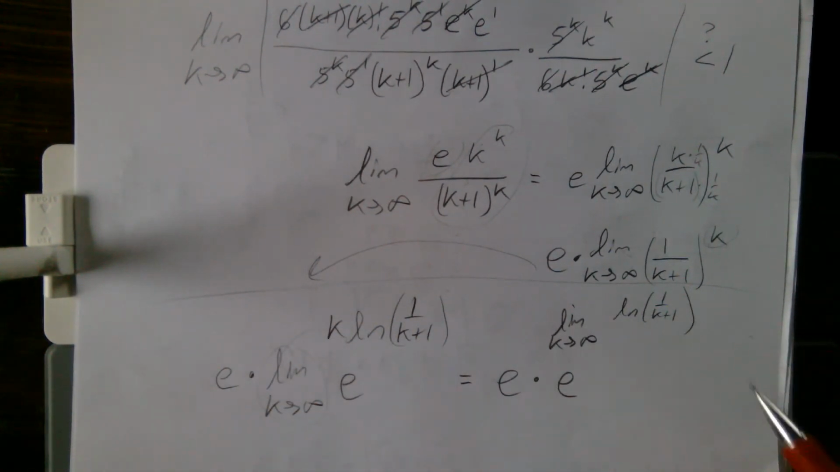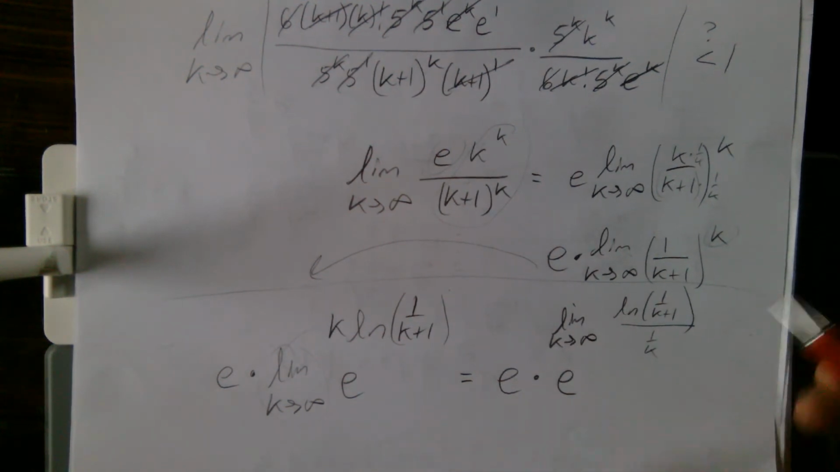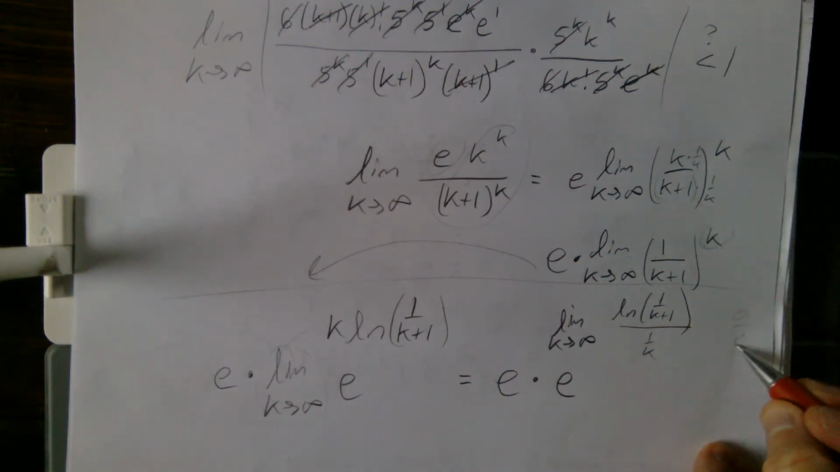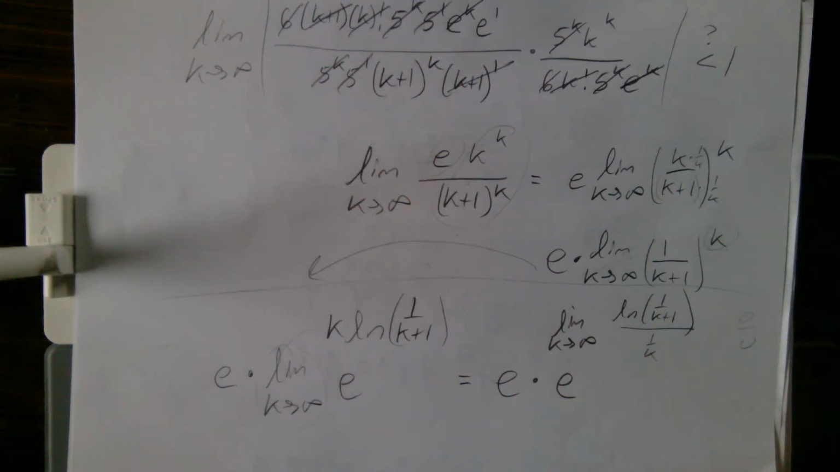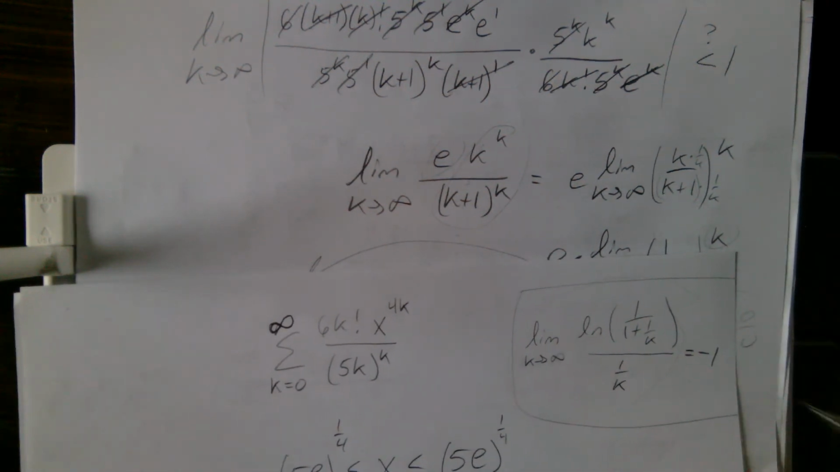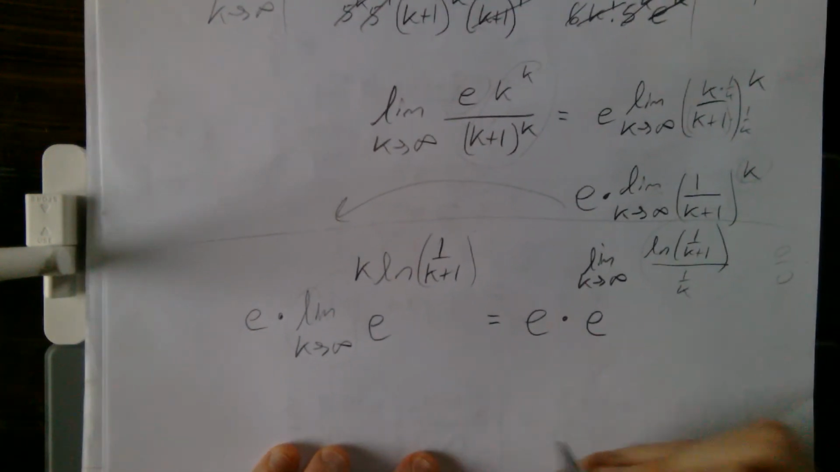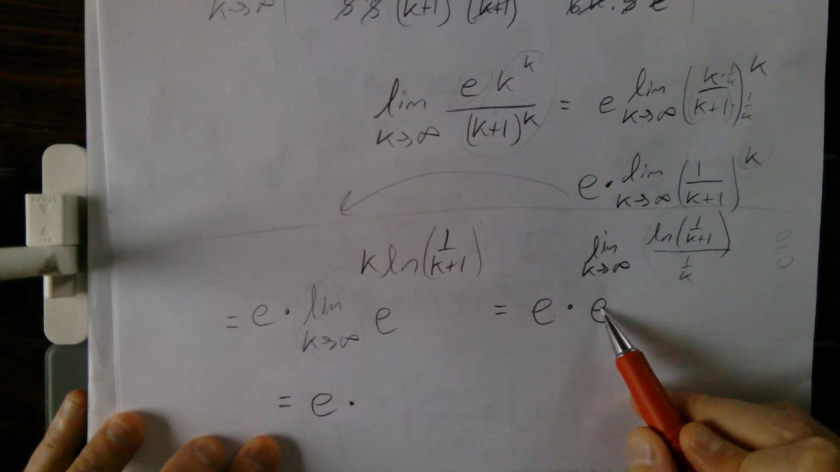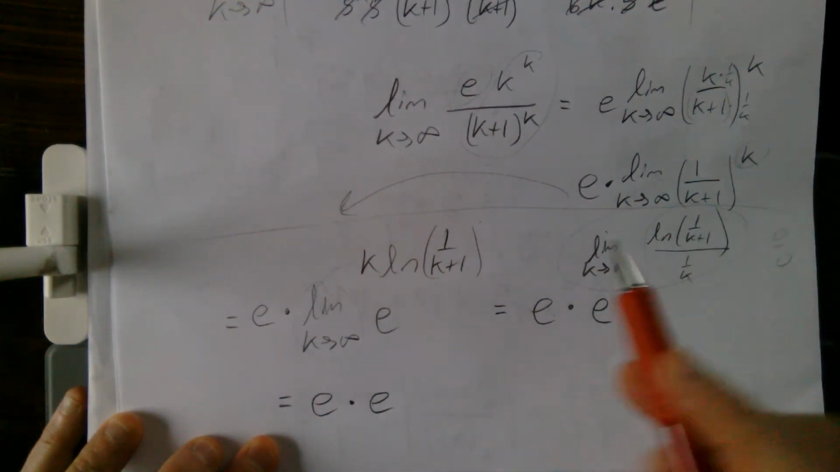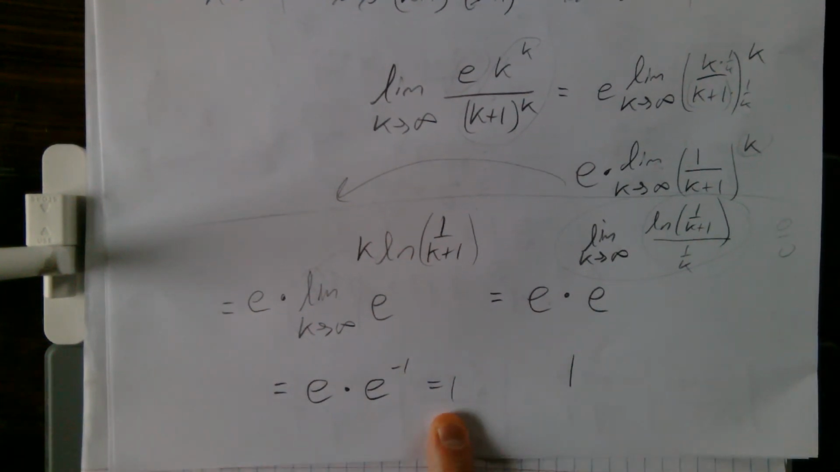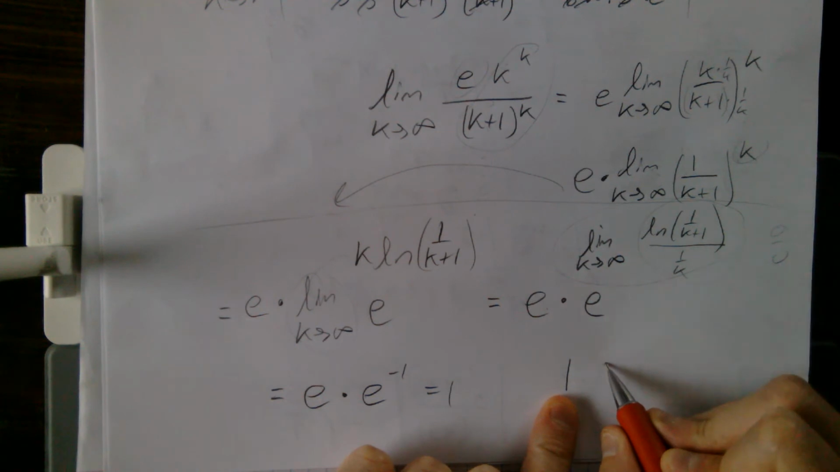Instead of multiplying by k, I'm going to divide by 1 over k. That was a trick that we used to force this into the proper indeterminate form, such that we could use L'Hopital's rule. Since we did this already in the last video, refer to the last video, that limit equals -1. So we're going to have e times e to the -1 equals 1. Okay, this is the absolute value of the limit of the ratio.